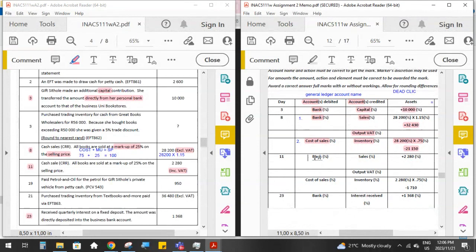So on the 11th, bank is going to increase by 2280, because we deposit the full invoice amount that the customer pays us, which is always the including VAT amount. And then we've got to do our calculation to work out the excluding VAT amount, which is our sales value, and which portion is the VAT. So we've got to split the including VAT amount, 2280, between the sales portion and the output VAT portion. That is always 15%. This amount over here is the including VAT amount, which means it is 115%.